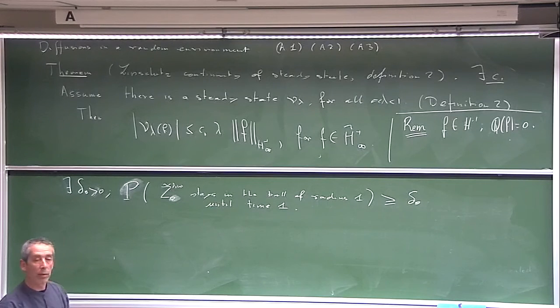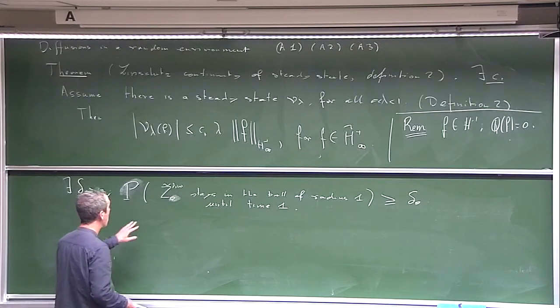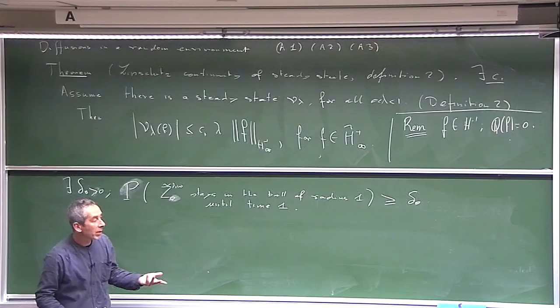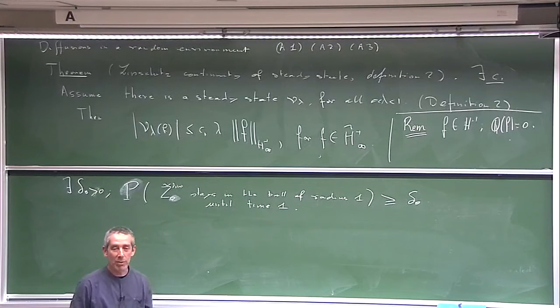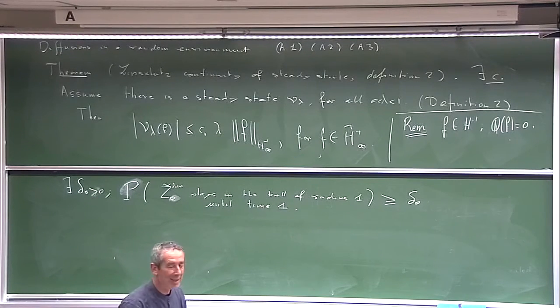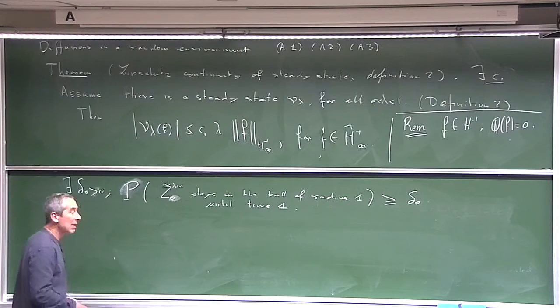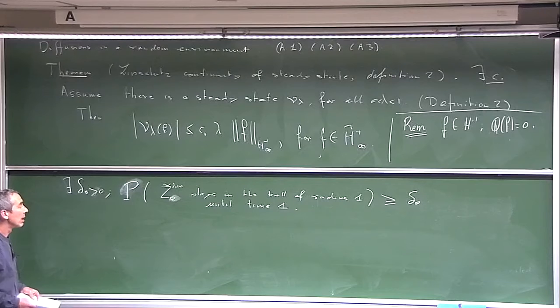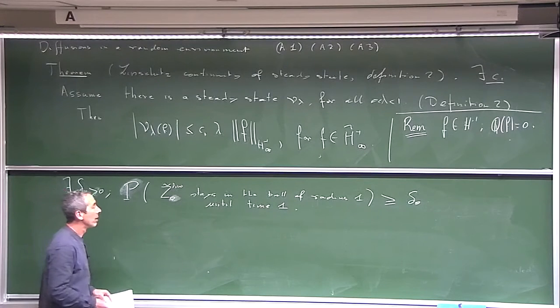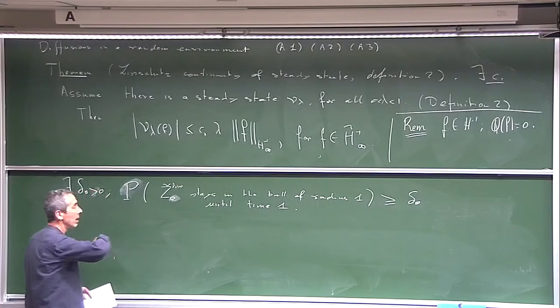Uniformly with respect to lambda, yes. No, there is no z tilde, but it doesn't matter, I think, because it's in fact uniform with respect to z tilde, or uniform with respect to omega. So that's why I think it's enough to start from zero. Okay.